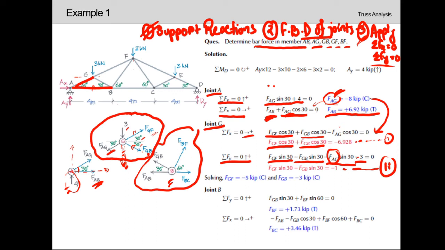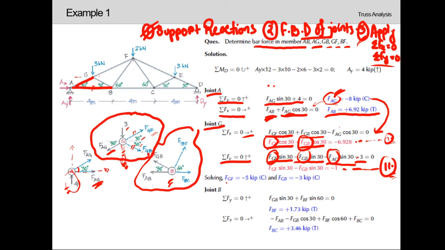So now from equation number 1 and equation number 2, using calculator, as we can see that in these two equations we had just two unknowns, FGF and FGB. So using our calculator, we can plug the value of cos 30, sine 30, sine 30, and cos 30 as well. Now we just have two unknowns and two equations available, so we can easily calculate the value of these two unknowns.